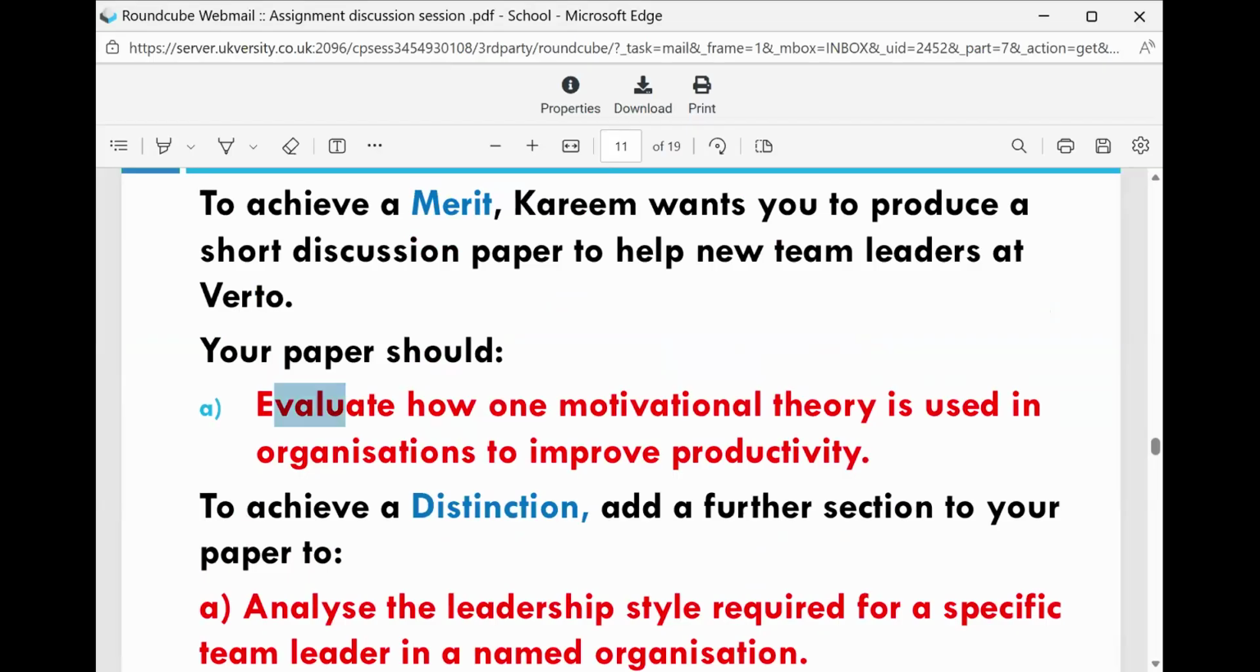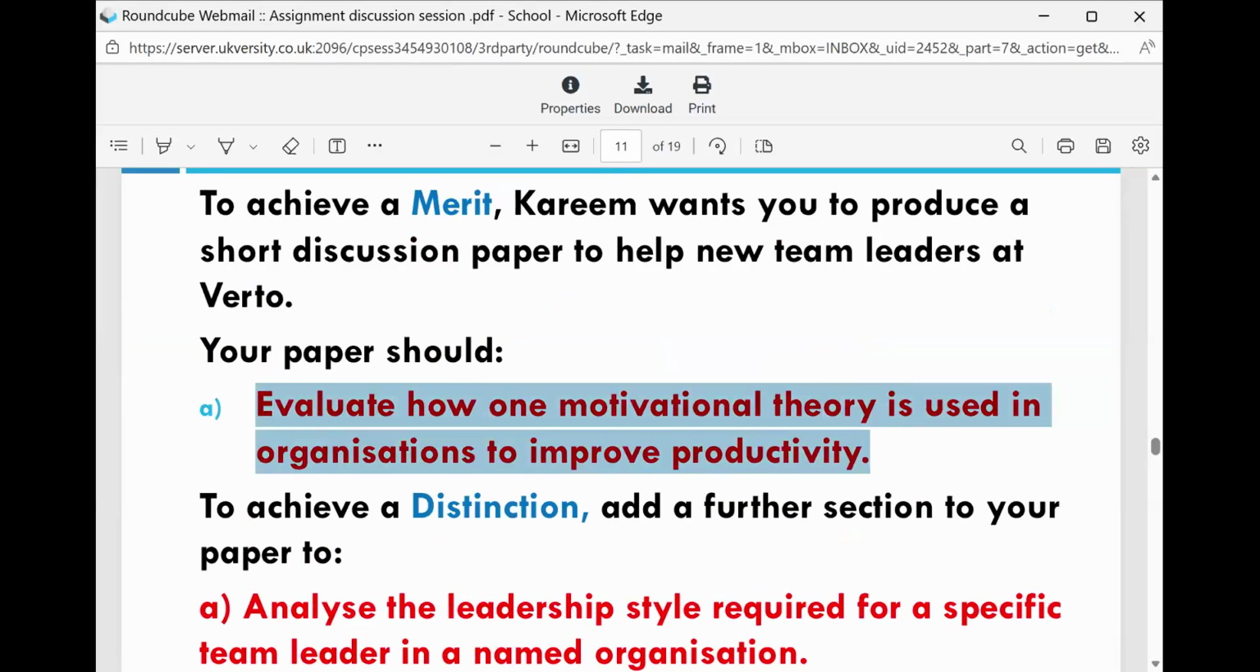So for the merit, you would have to evaluate one motivational theory which is used in organizations to improve productivity. So you could look at the motivational theories around. It could be Belbin's, it could be any of the other theories, and you would be looking at doing that in learning outcome 2, okay?